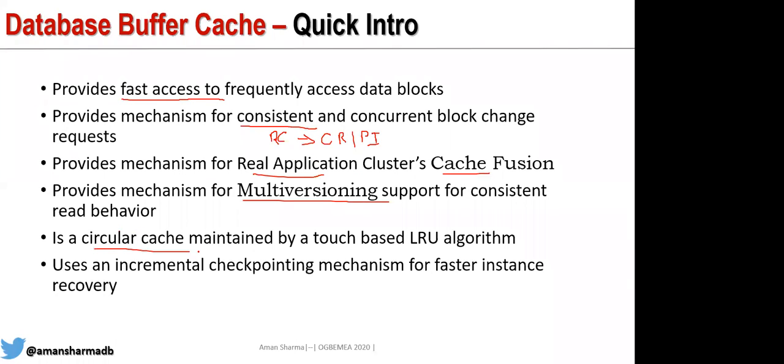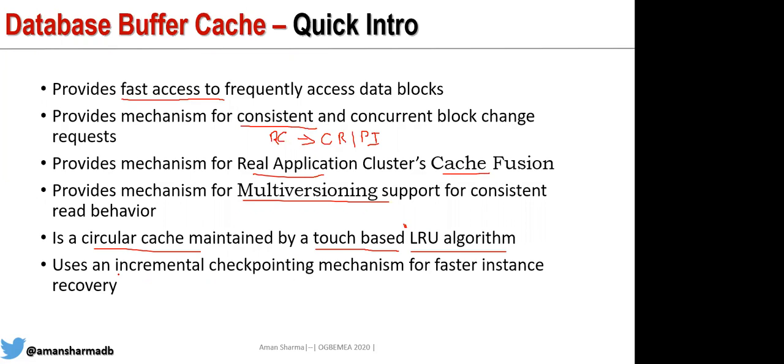Now, this is a circular cache, which means that it is not going to be a cache which remains similar all the time. It's constantly going to be flushed out, and it is actually going to be flushed out by the LRU algorithm. Now, this name is actually a generic name, and we're going to talk about that. It's not really the algorithm name per se, and it is going to be something which is based upon a touch-based algorithm. Now, it does have a flushing mechanism which is based upon checkpointing.